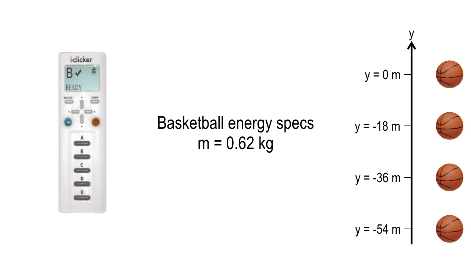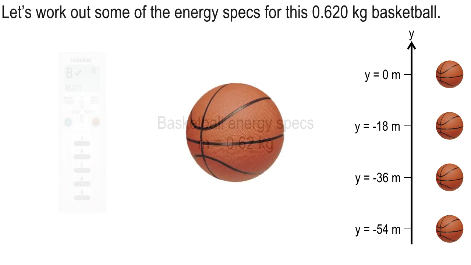For some reason, when I wrote that question a few years ago, I looked it up and I thought I read that it was 0.800 kilograms for a basketball, but it's actually 0.62. So this one's a little bit newer. We're going to use 0.62, but on the brain burner we're going to use 0.8, just like the homework. All right. So let's work out some of the energy specs for this 0.620 kilogram basketball.